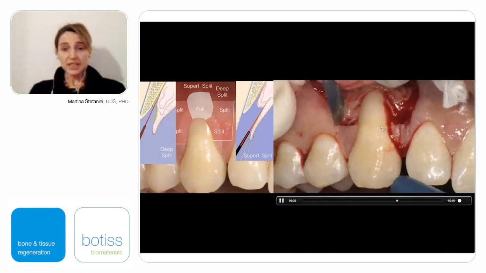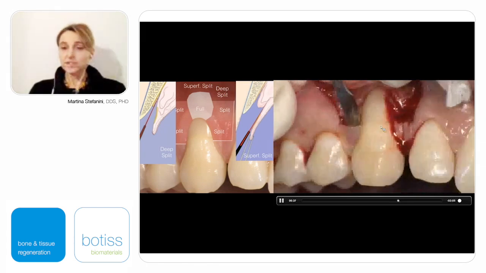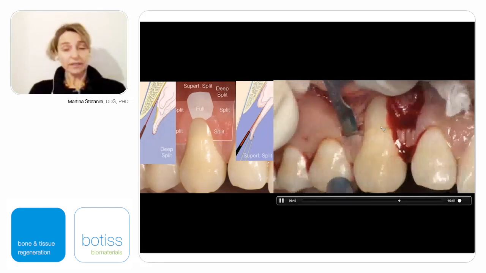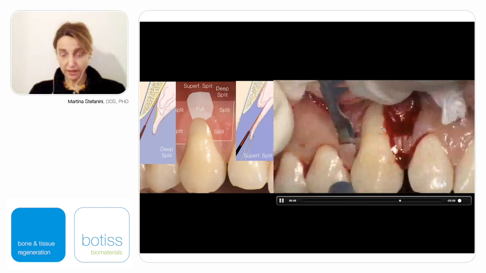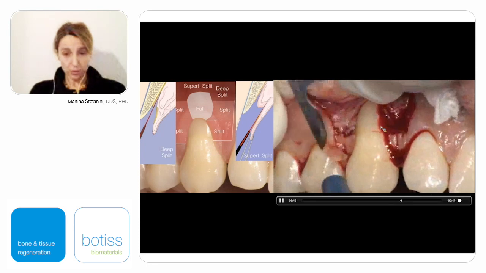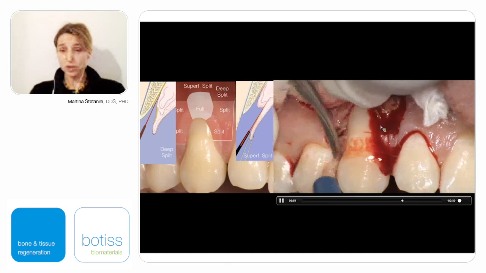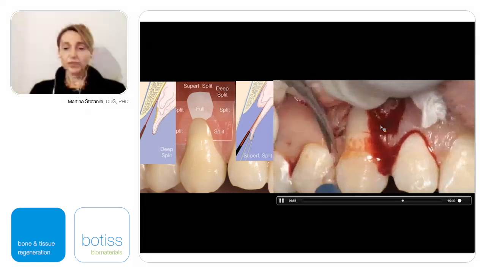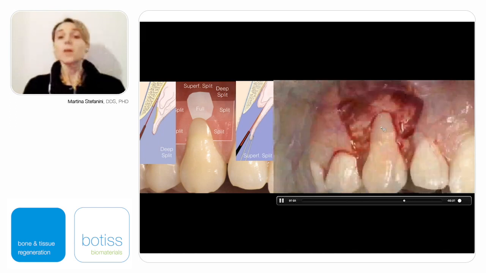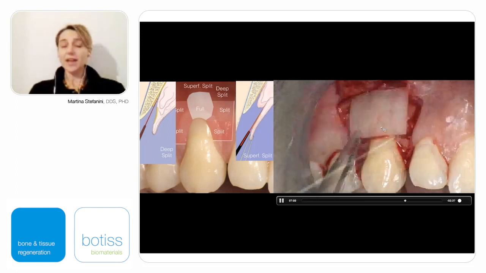Now it's time to disepithelialize the anatomic papilla, starting with the tip of the blade inserted at the level of the 3 mm horizontal incision and maintaining the blade parallel to the external tissue in order to remove just a very thin layer of epithelium, trying to maintain as much as possible the underlying connective tissue that will represent the vascular supply for the coronally advanced flap. And using the microsurgical scissor, you are able to complete the disepithelialization under the contact point. And this is the dimension of the matrix.